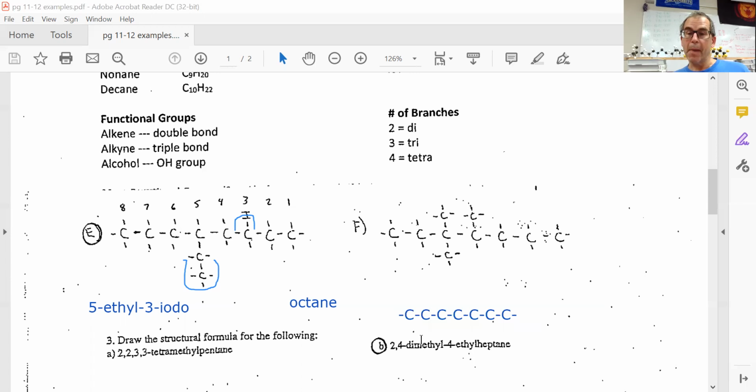Now we need a methyl on number 2 and a methyl on number 4 because we have 2 methyl groups. All right, so I'm going to do that. I'm going to go from left to right here, and draw in a methyl on number 2, which is a C with 3 hydrogens. So a methyl group is a C with 3 hydrogens. And I'm going to also do that on number 4, a C with 1, 2, 3 hydrogens.